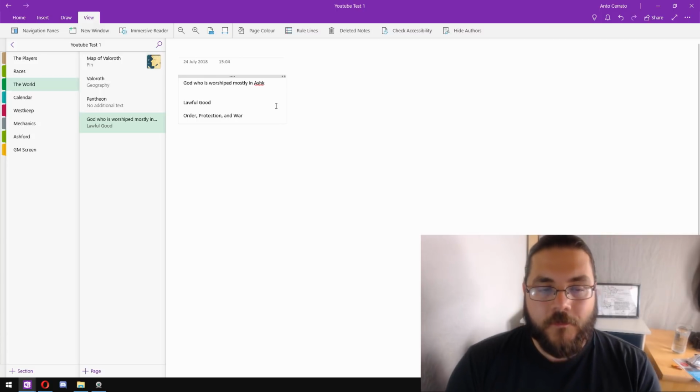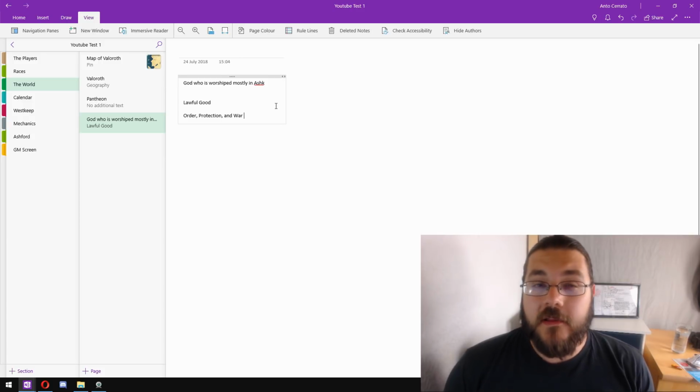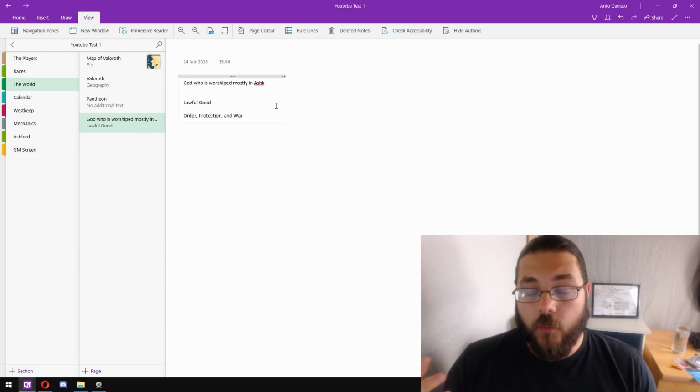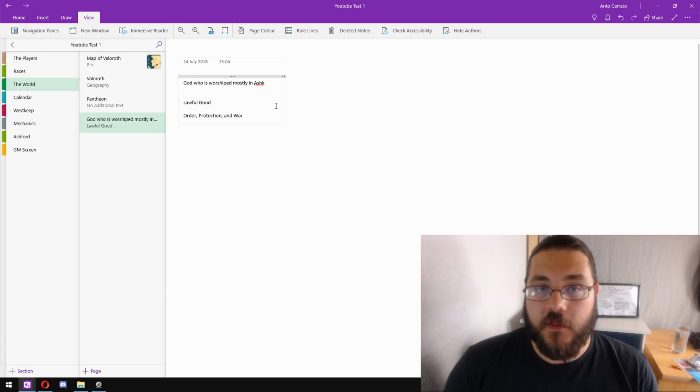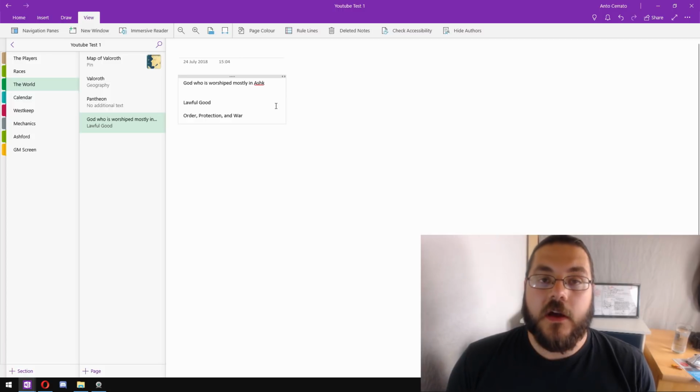and war. Now this is important to list out what domains they come under, because you can get two lawful good deities that would approach things very differently if one had order, protection, and war, and the other had love, nature, and knowledge, for example. They might both be lawful good, but they would approach problems very differently. So once you know what domains your god is going to cover, you can start to get a picture of their personality and the type of deity that they're going to be.